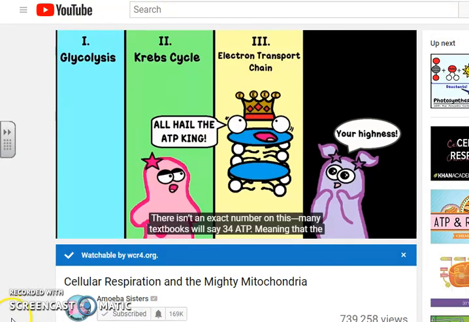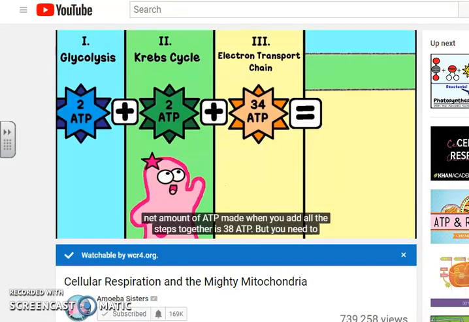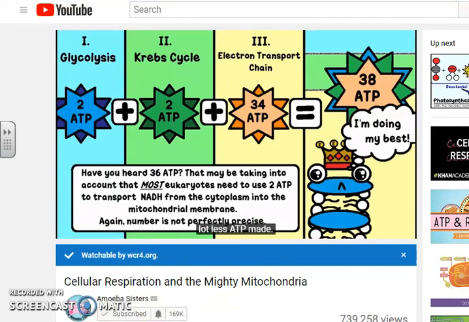There isn't an exact number on this. Many textbooks will say that this step makes 34 ATP, meaning that the net amount of ATP when you added all three steps would be 38 ATP. But you need to understand that this is a perfect case scenario. And in general, you can't really expect that much ATP made each time.